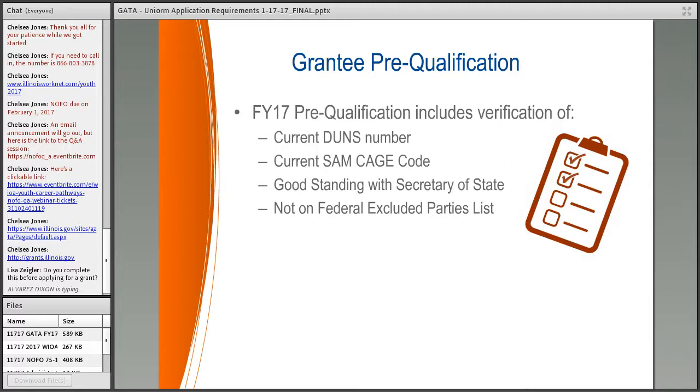So once you submit your registration form, the state verifies the information submitted on the form, including that you have a current DUNS number. So if you don't already have a DUNS number, that is required. The state verifies SAM registration, which is the Federal System for Award Management. So if your organization is not registered on the System for Award Management, that is also going to be required. We also verify good standing with the Illinois Secretary of State, and we also verify that your organization is not on the federal debarred or suspended list.